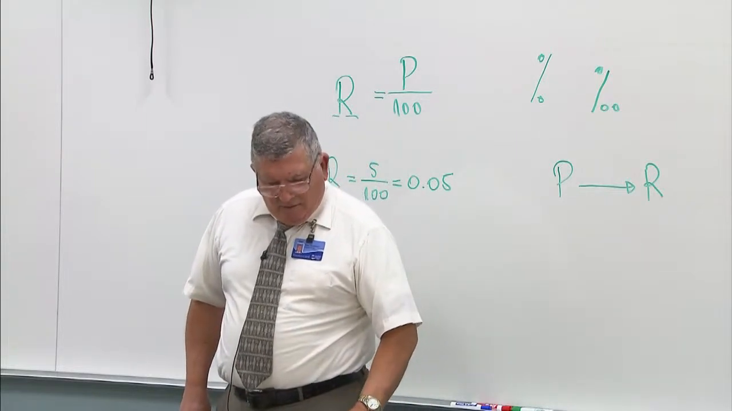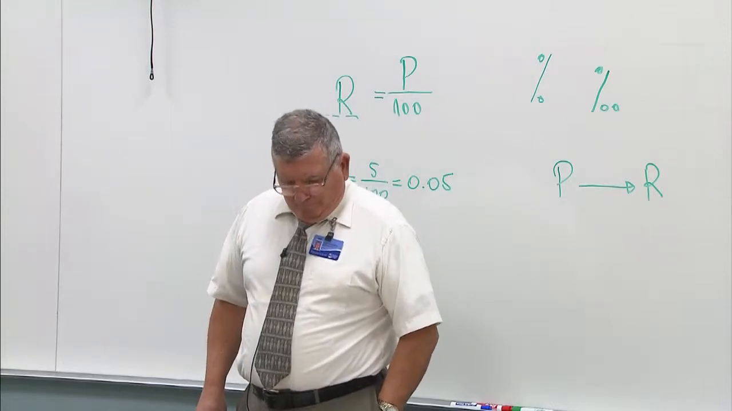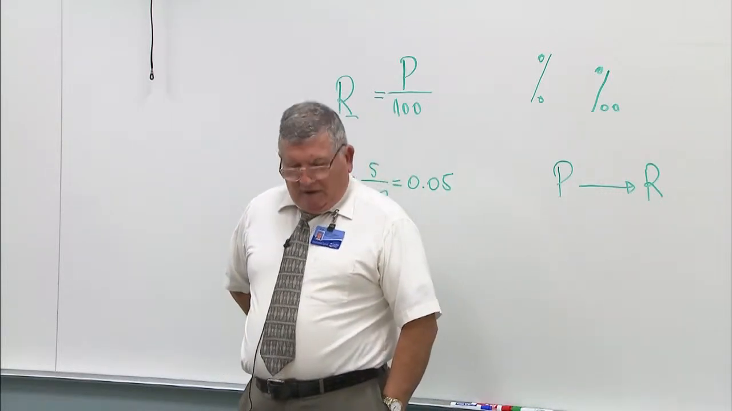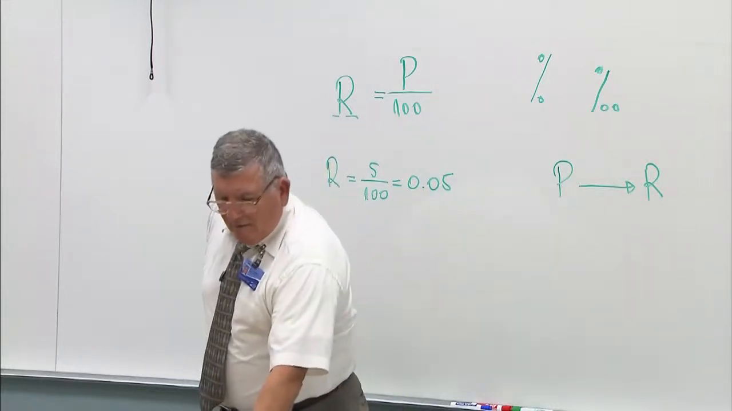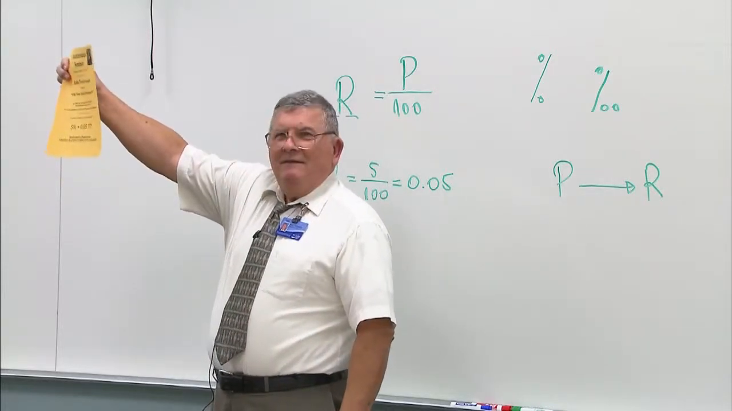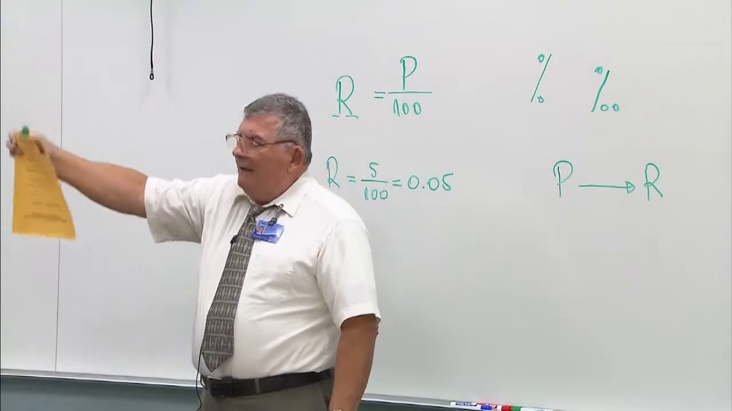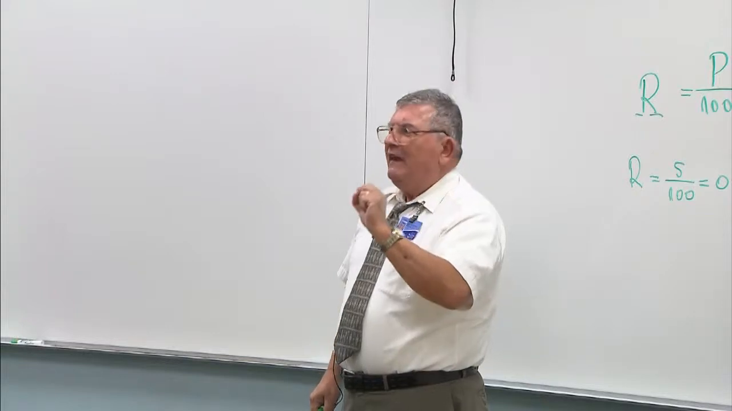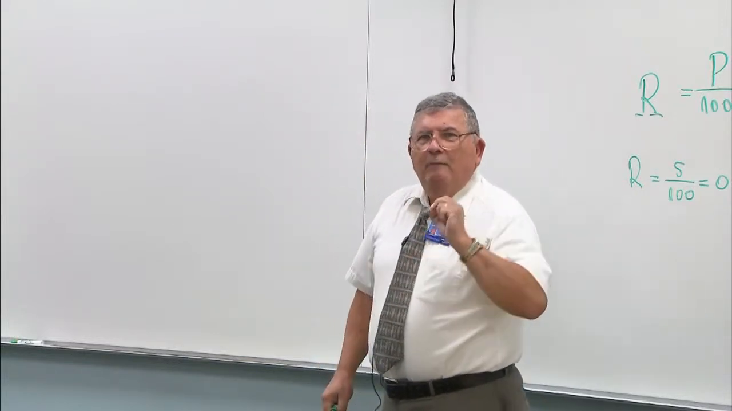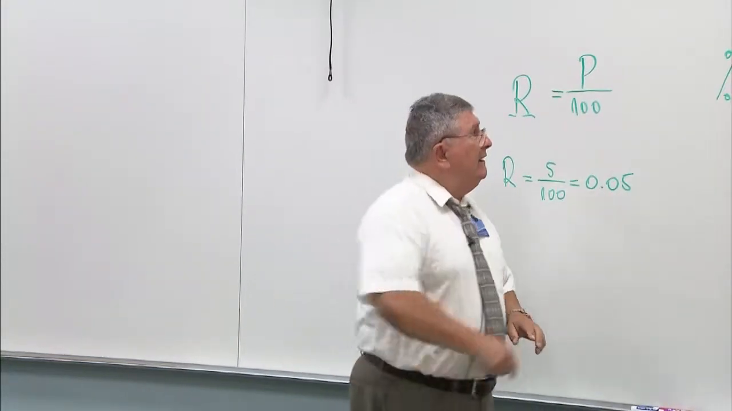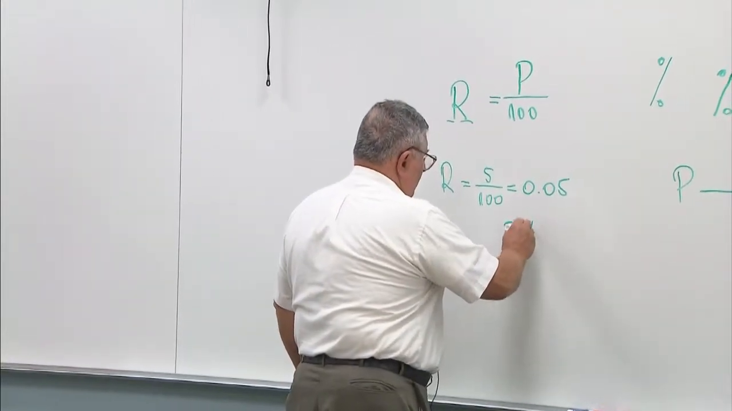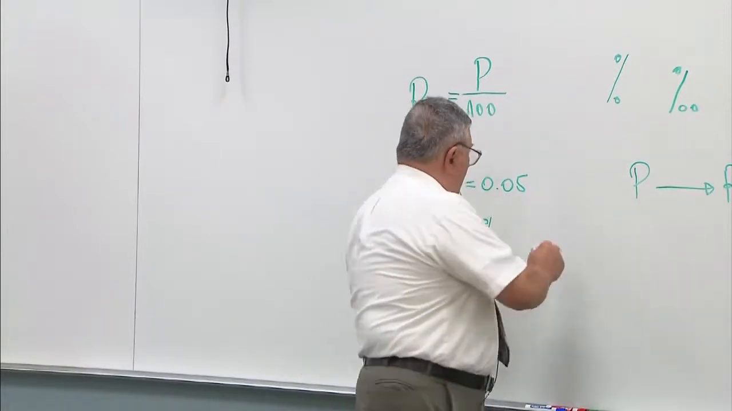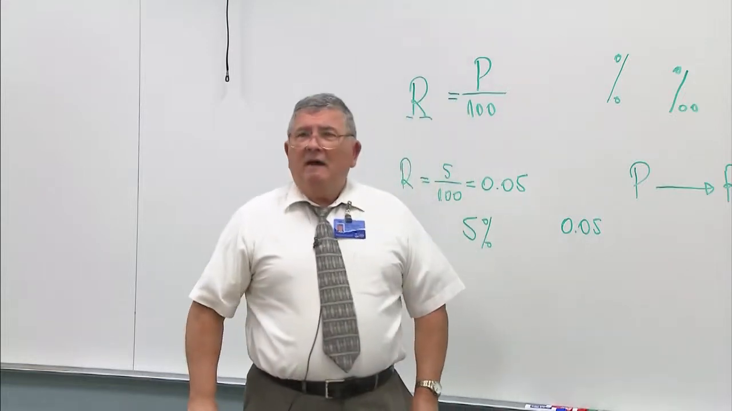In all books seen by me in the last 10, 15 years, there is practically an identification between 5% and 0.05. And here is one proof of that. 5% equals 0.05. The point is not that 5% is not 0.05. The point is that 5% represents parts per 100, while 0.05 represents parts per 1.